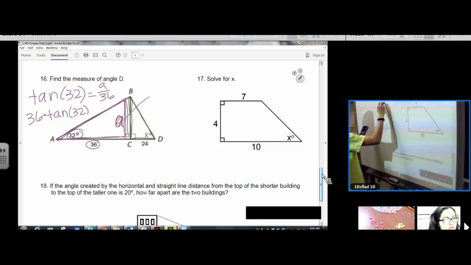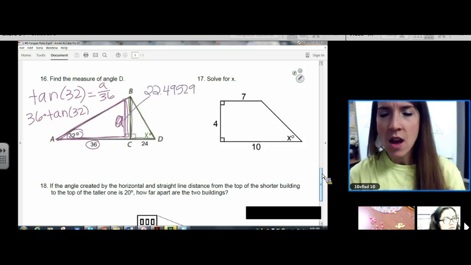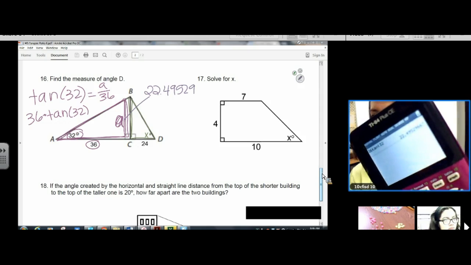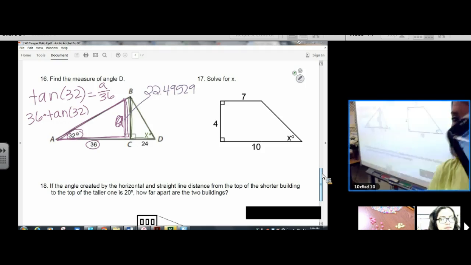Now, don't round it yet. We don't want to round as we go, because then we get further and further away from the right answer. So I'm going to keep quite a few decimal places until I get to the very end. I can even just keep it sitting in my calculator and use it in my next step, okay? I'm going to keep it sitting here.